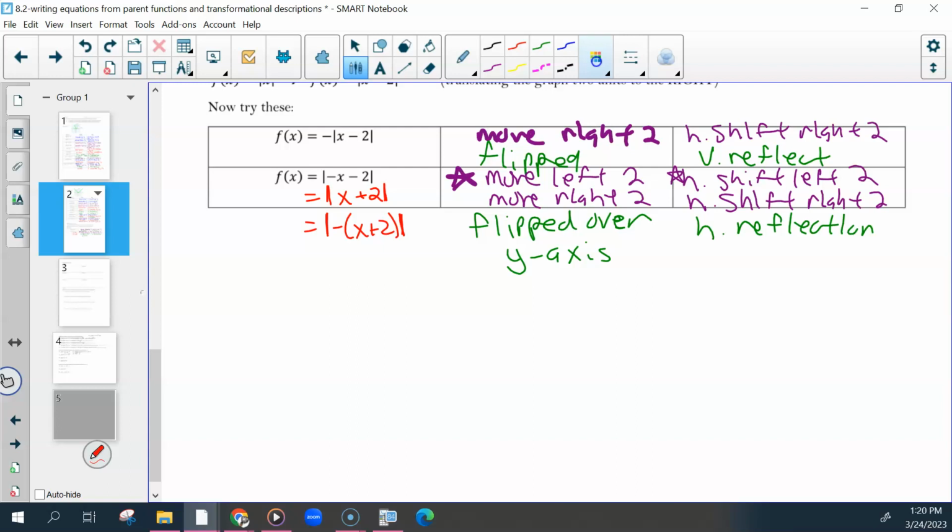Precious, what was your question? What were you confused about? I was confused about reading it and how you know that it flips over. You have to know that there's a negative out there, and that would be a reflection. We haven't done this yet, but next class I'm going to show you how you can see it just from the equation, be able to picture it without graphing, and shortcuts for that. So we haven't gotten that part yet. Okay. Any other questions?